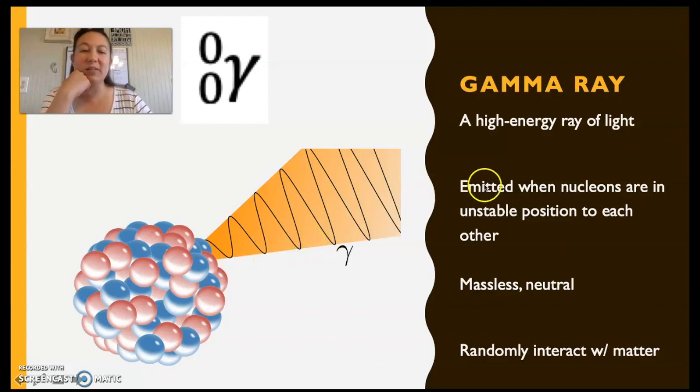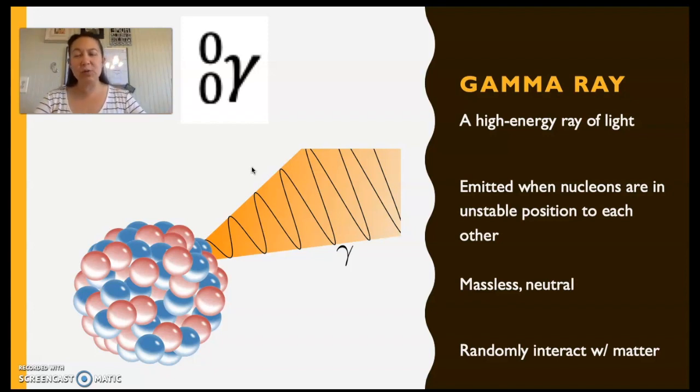So, this is emitted when the nucleons are in an unstable position to each other. A gamma particle is massless, so that's 0 for its A number. Neutral, so that's 0 for its charge number. And they randomly interact with matter. A gamma ray can go right through a person, unless it actually interacts with a particle through something like the photoelectric effect or Compton scattering or pair production. Unless it actually interacts with matter, it can just randomly go straight through you without any deposition of energy.